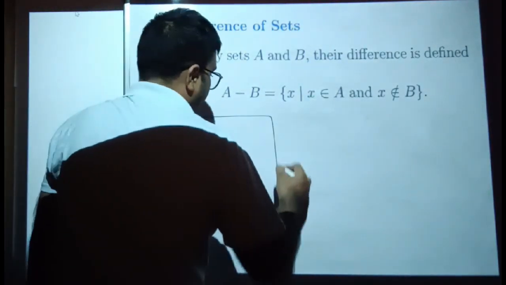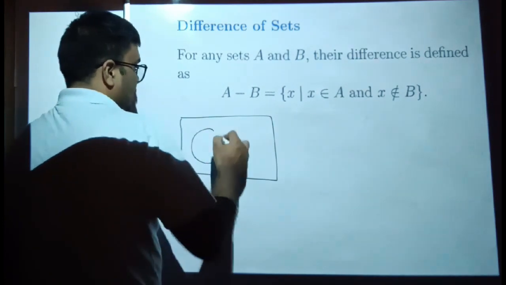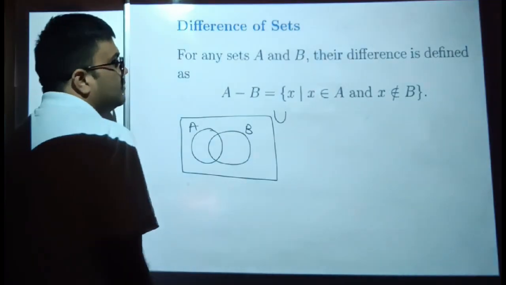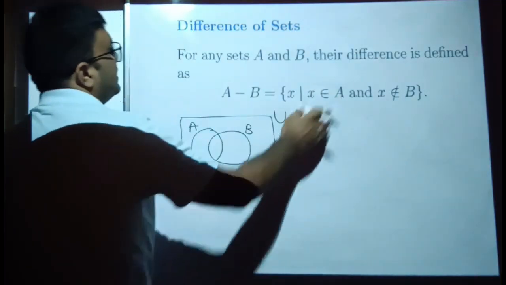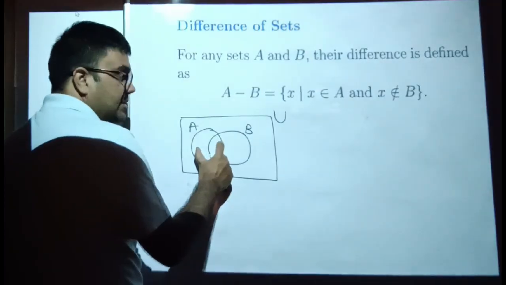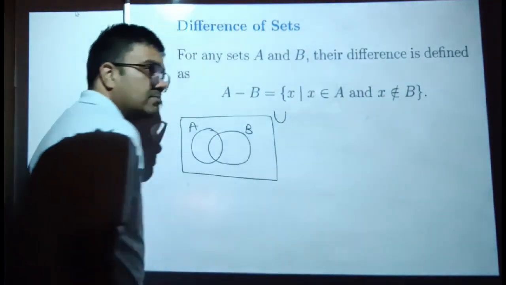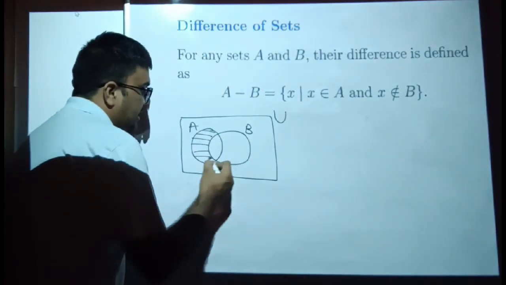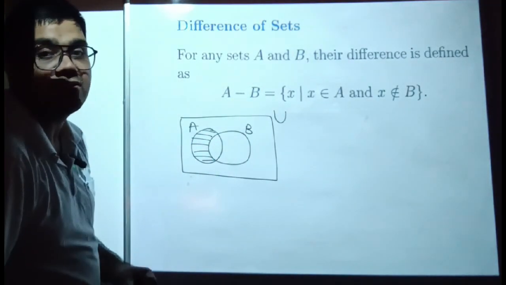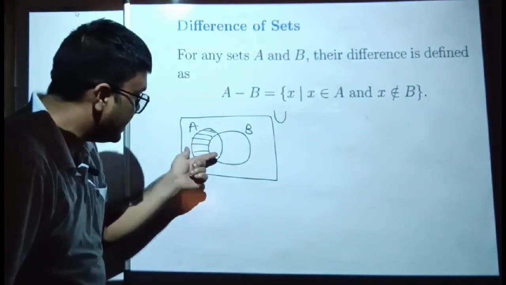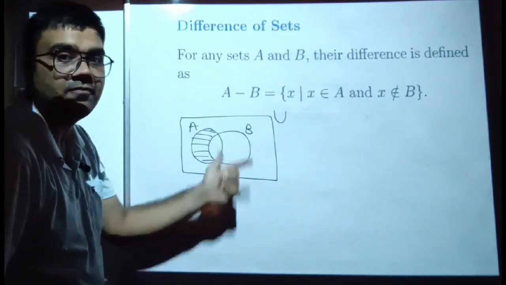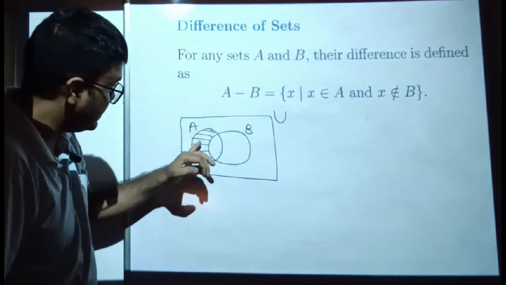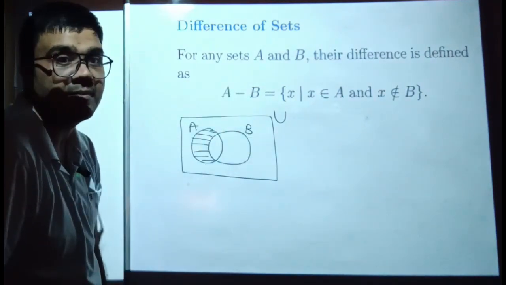Let us consider the Venn diagram. Two sets A and B are there, and this is the universal set U. We are saying x belongs to A, so we are talking about the elements of A, and x should not belong to B. It means when we are talking about A minus B, we are talking about the region of A which is not part of B. Only those elements of A which are not part of B, that is the set A minus B.